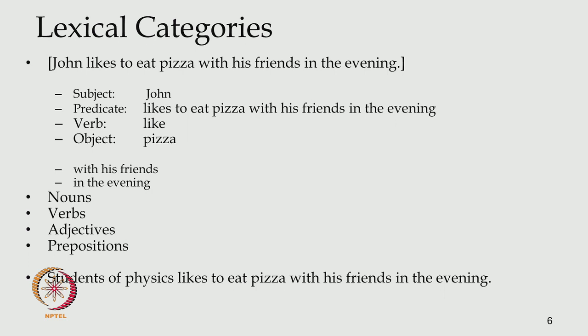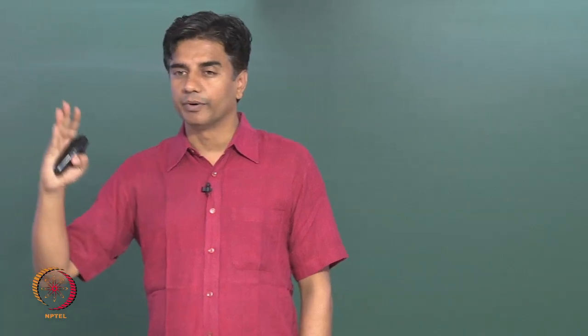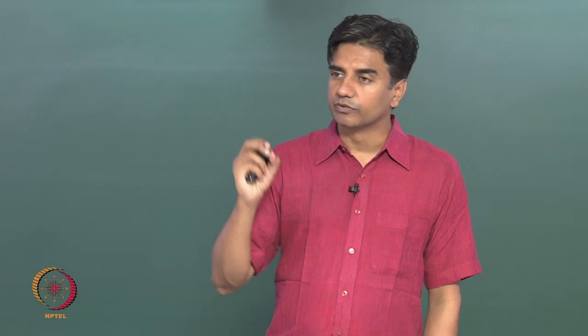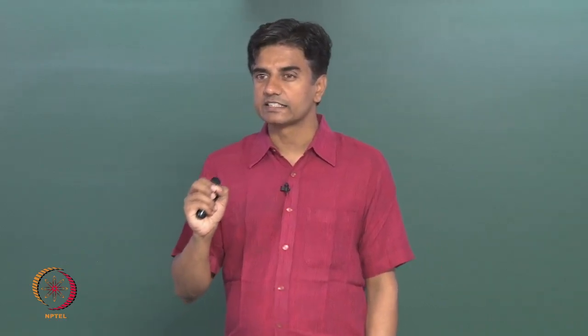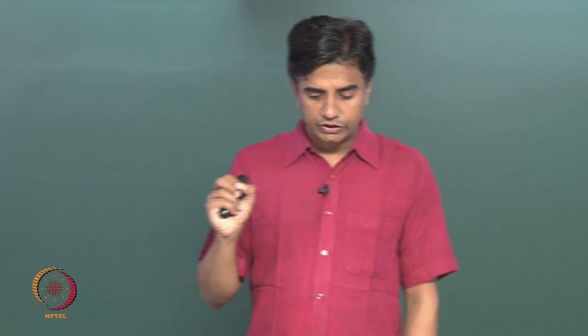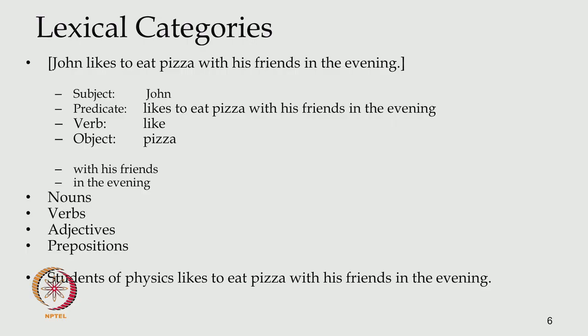Now, for our understanding, I have tried to categorize this sentence in different categories that we have been discussing so far. Right? The subject of the sentence is John. Everything else, likes to eat pizza with his friends in the evening, is going to be predicate. The verb of this sentence is like. Do you agree with this? Or do you think there is something else?